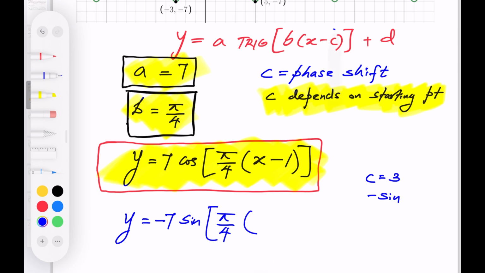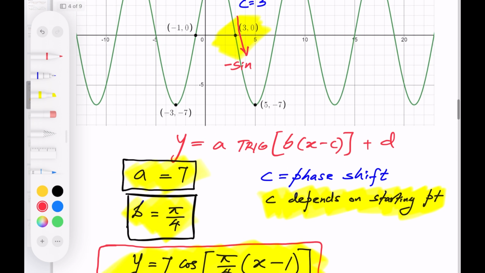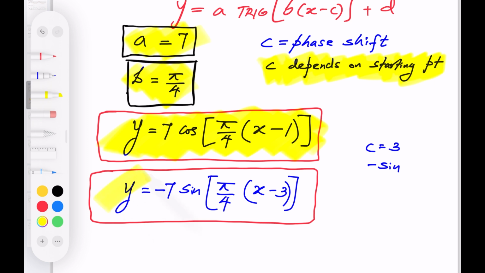Pi over 4, open parenthesis, x minus c. c is equal to 3. Therefore, we write it as x minus 3. Close parenthesis, close brackets, plus d. d is equal to 0 for this problem. Therefore, I do not need to write a d. So this is the equation of the sinusoidal function using the point (3, 0). Once again, you can use Desmos and obtain the graph of this function as well and see if it looks like the graph that we have.